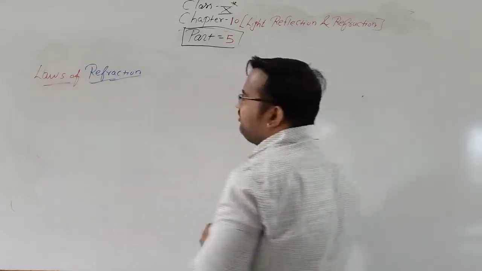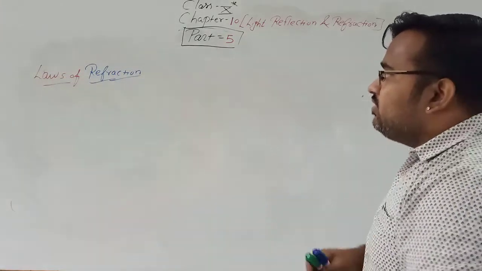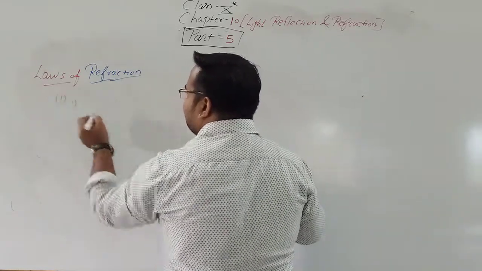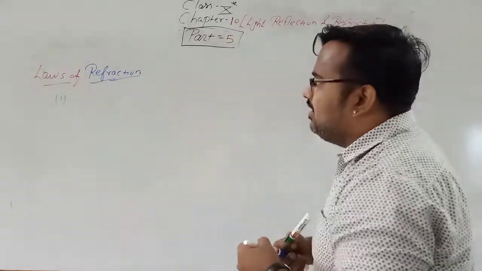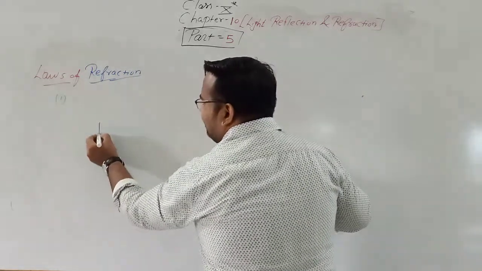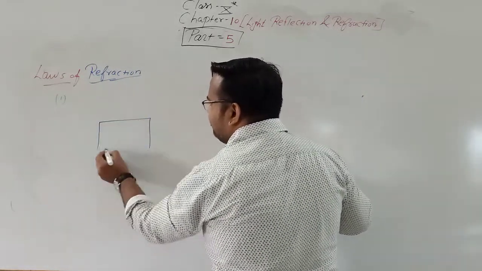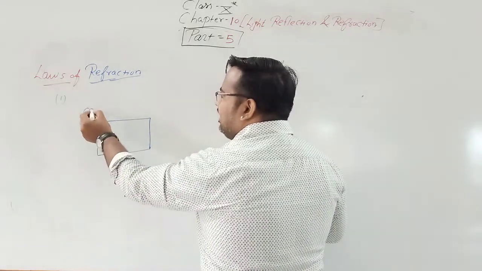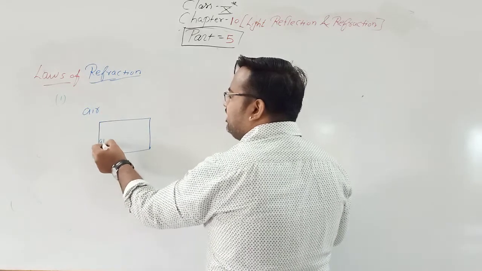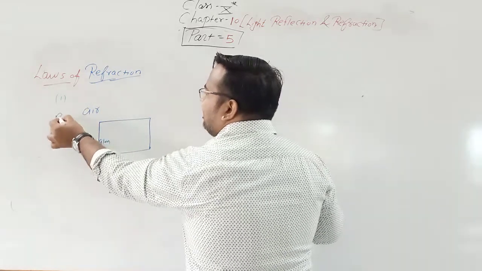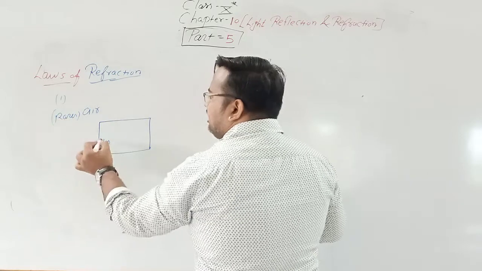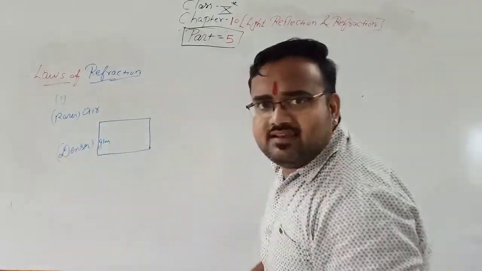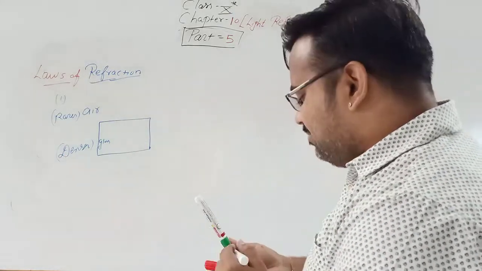Laws of refraction. Now we are going to see the laws of refraction. The first law of refraction. Suppose we have taken one glass slab. Now we know that this is air medium and this is glass medium. Air is a rarer medium and glass is a denser medium.